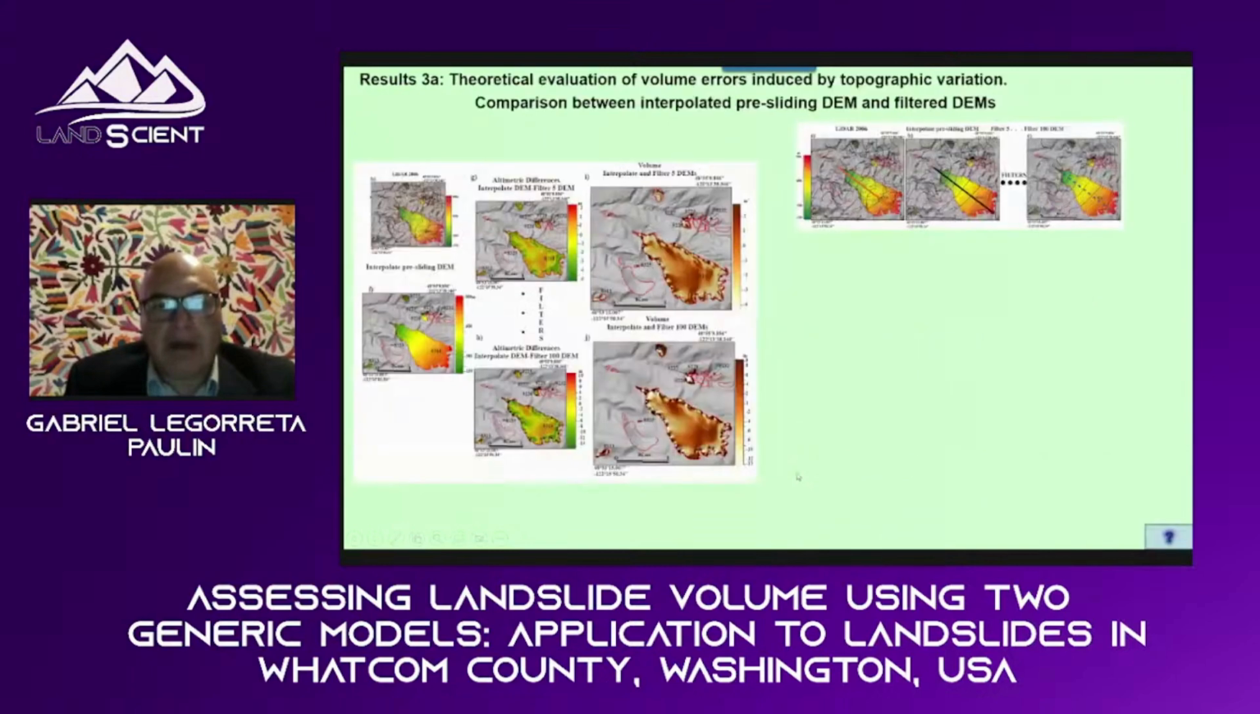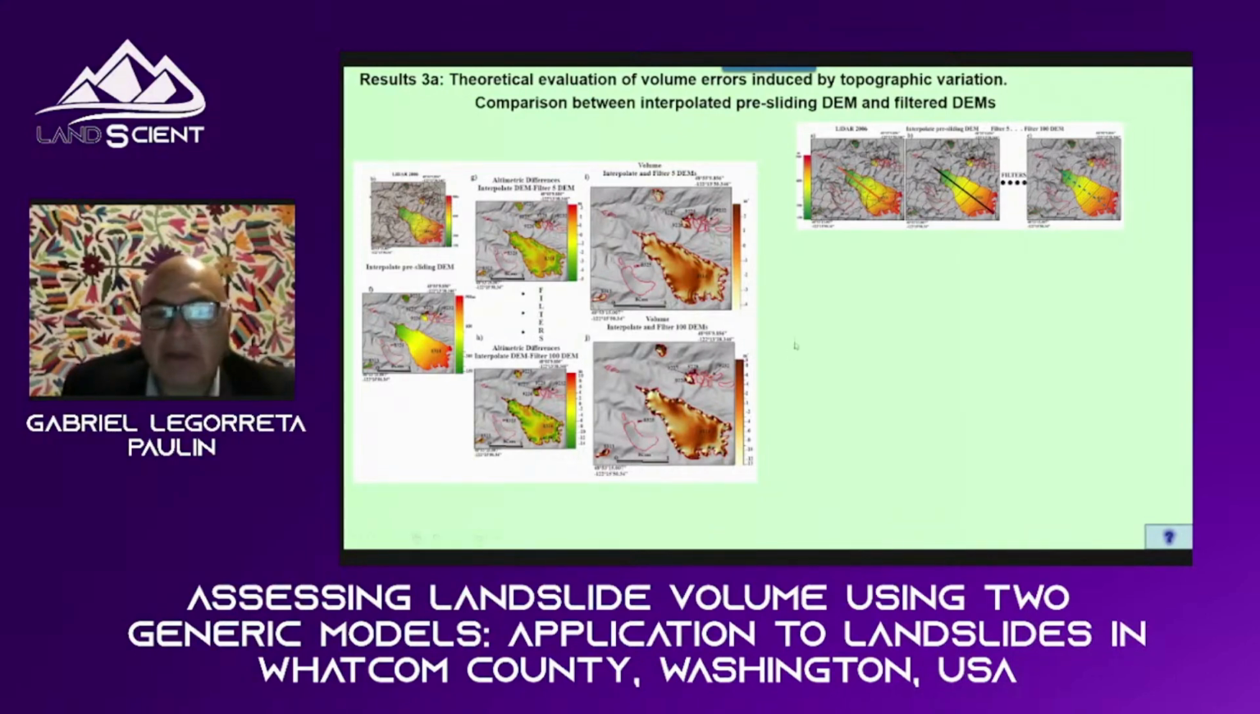And finally, let's look at the third result, the potential volume error introduced by altimetric variation. So as I mentioned before, we use the volume obtained with the interpolated pre-sliding digital elevation model and the 2006 LiDAR to obtain a volume. And then this volume is compared with the volume obtained with other altimetric surfaces that were calculated by a filtering process, in order to have an altimetric variation between 0 and about 2.5 meters.